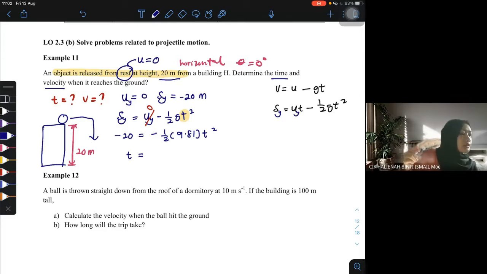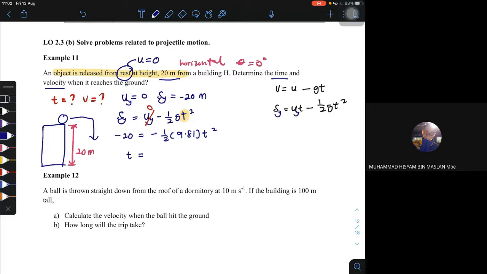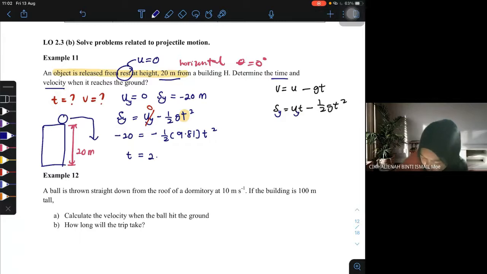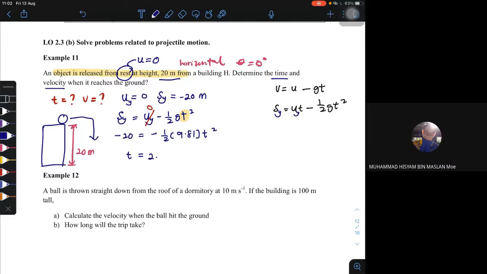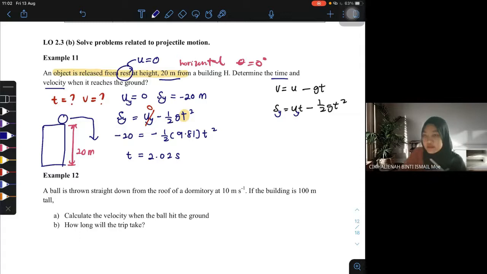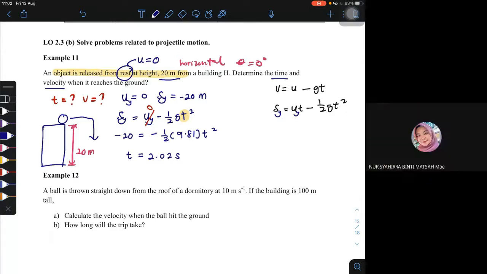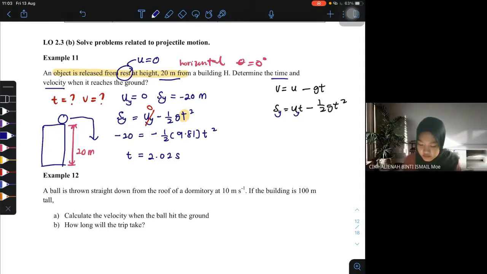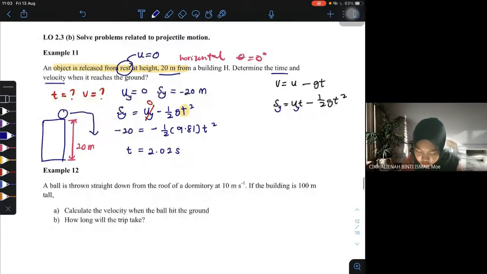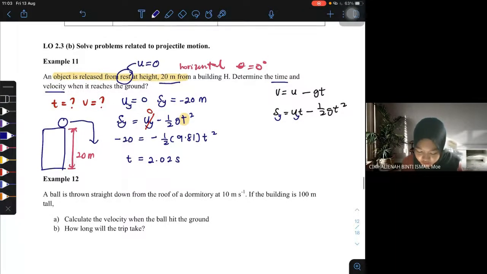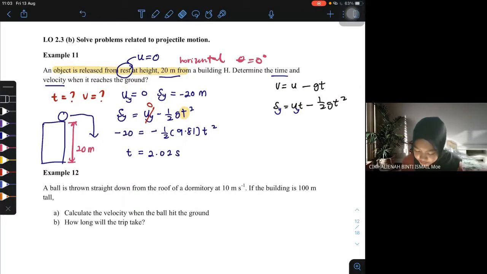Where is my calculator? What did you get, Hisham? 2 second. 3 second? 2. Iya kah? Ngam-ngam 2? 2.02. 2.02 second. Yang lain dapat value yang sama? Ya, sama. So semua dapat value yang sama kan? Okay, so betul lah. I didn't provide the answer here. Okay, but should be semua, kalau semua dapat 2.02, then betul lah tu.